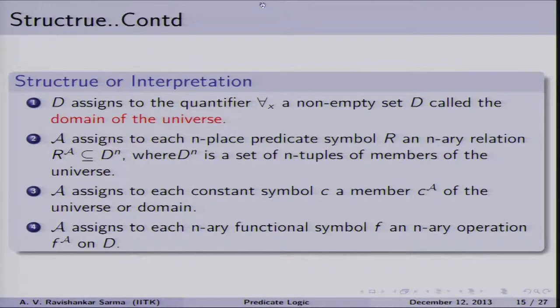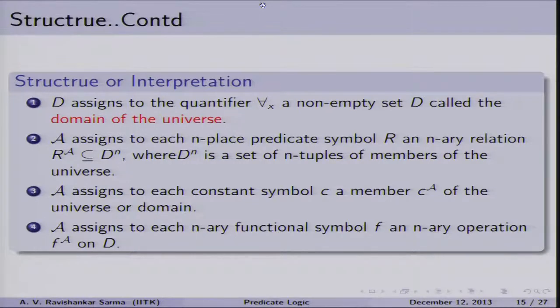D assigns to the quantifier for all x a non-empty set D, which is called the domain of the universe, first thing. And a structure A assigns to each n-ary predicate symbol R an n-ary relation R^A, a subset of D^n, where D^n is considered to be tuples of members of the universe. And A assigns to each constant symbol c a member c^A of the universe or the domain. And A assigns to each n-ary function symbol, which you have been discussing, for n-ary operations, F^A on D. This is a much more formal way of saying the same thing.